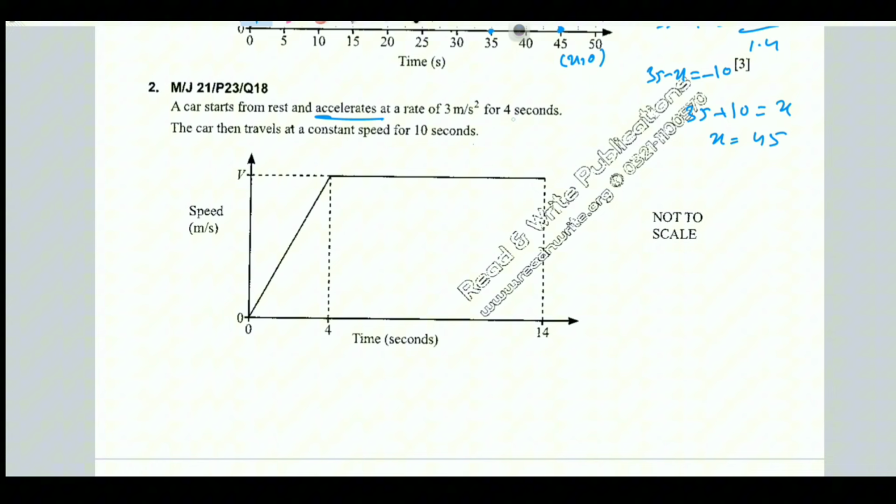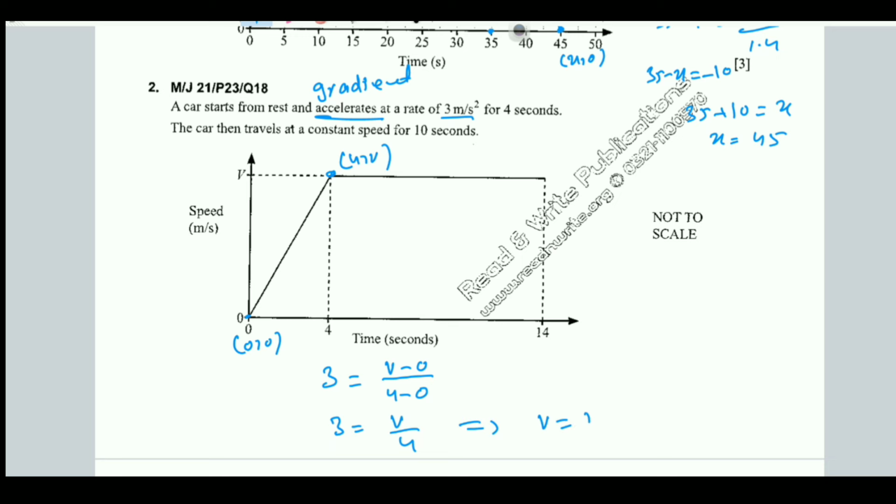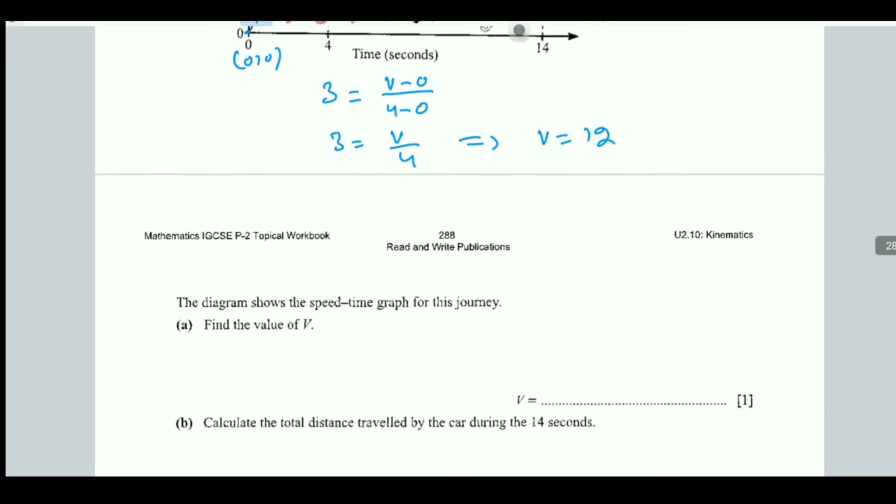Acceleration is given, 3 meters per second squared. Acceleration here means gradient, so we will use the formula of gradient. The coordinates of this point are 4 and V, and the coordinates of this point are 0 and 0. So 3 is the gradient, and y2 minus y1 over x2 minus x1 is equal to 3, which is equal to V by 4. So V is equal to 4 times 3, which is 12. 12 is the answer of this part.